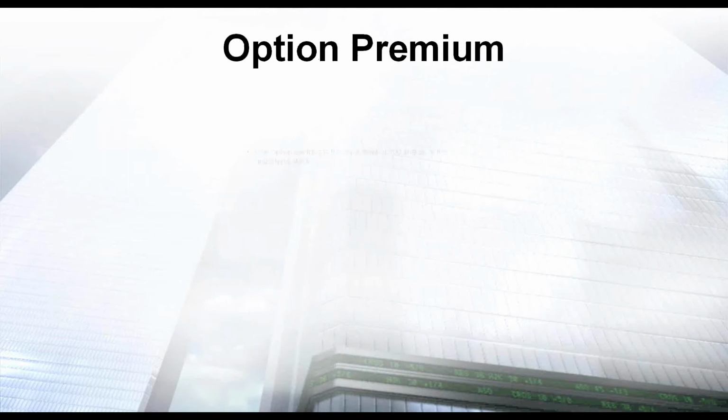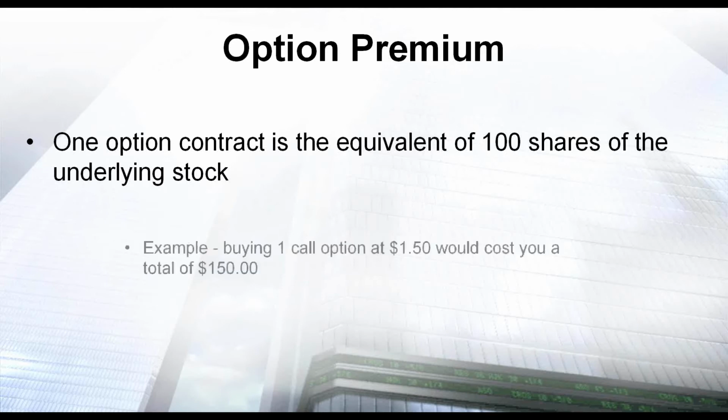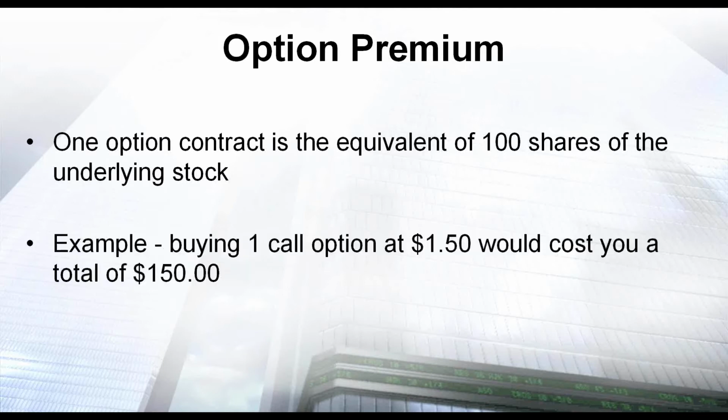Now, option premium. One option contract is the equivalent of 100 shares of the underlying stock. So think of it this way. If you're buying one call option and that call option costs $1.50, you would have to multiply that by 100. So your total cost to buy that one call option contract would be $150.